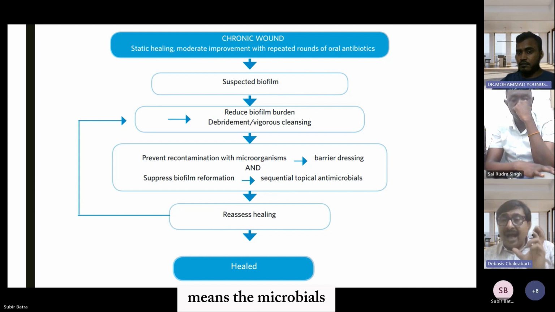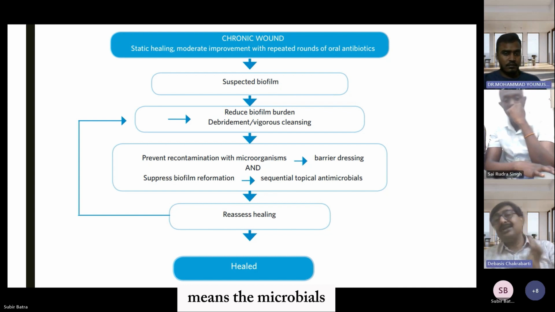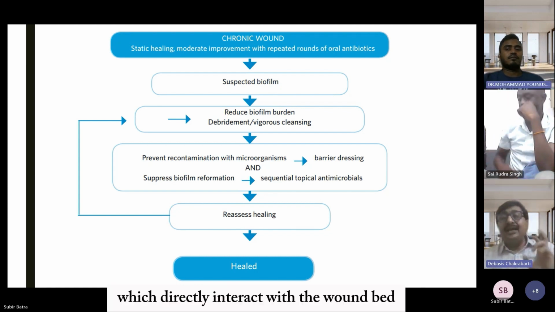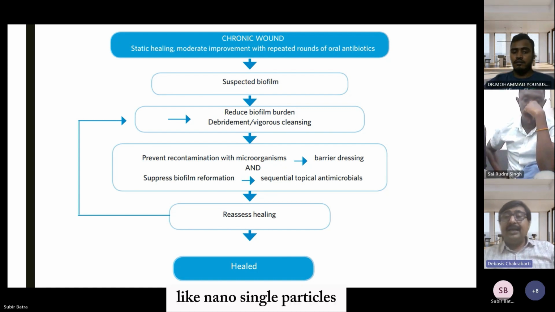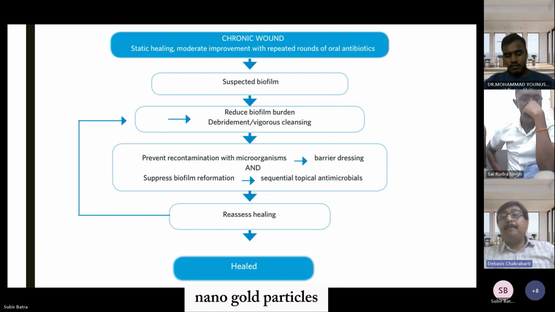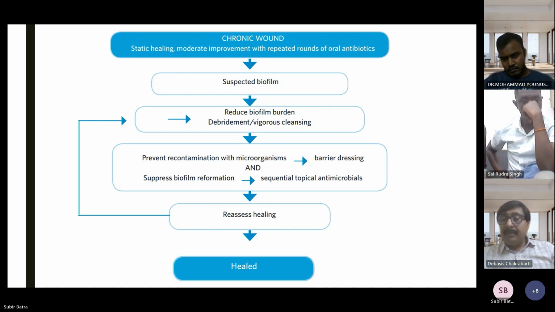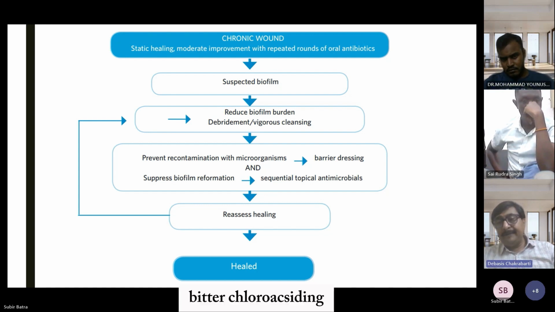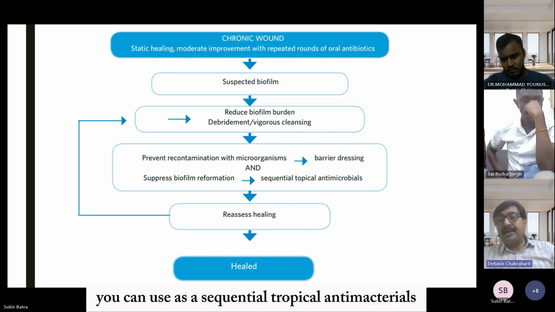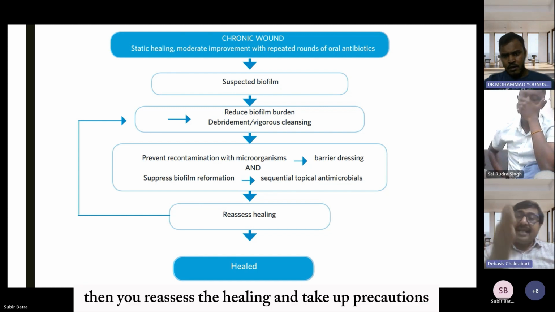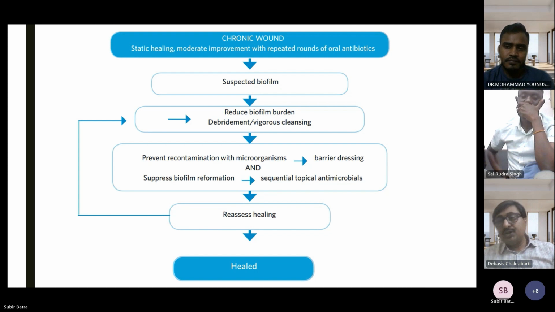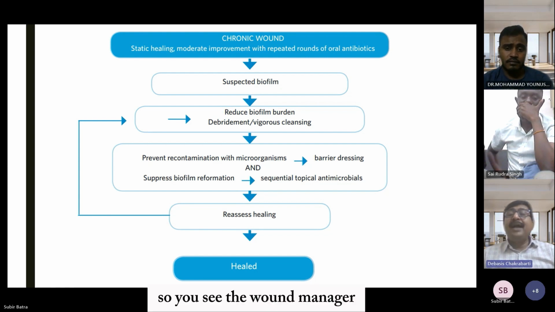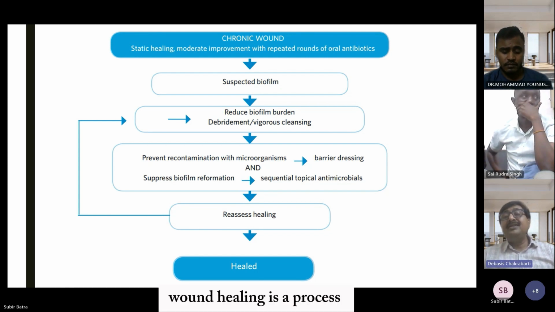Meaning the microbials which directly interact with the wound bed, like nanosilver particles, nanogold particles, povidone iodine, beta chlorhexidine, you can use as sequential topical antimicrobials. Then you reassess the healing and take up precautions. So you see, wound healing is a process.